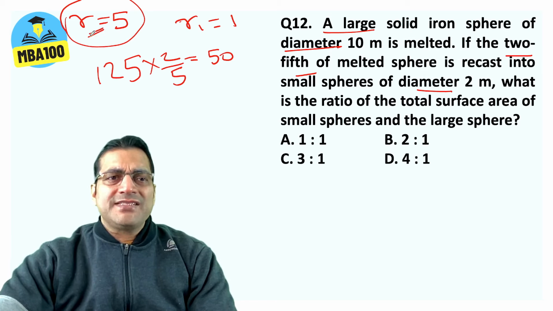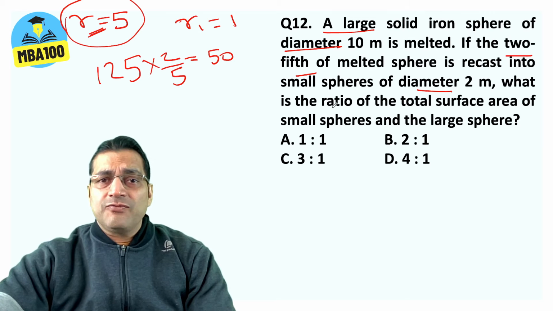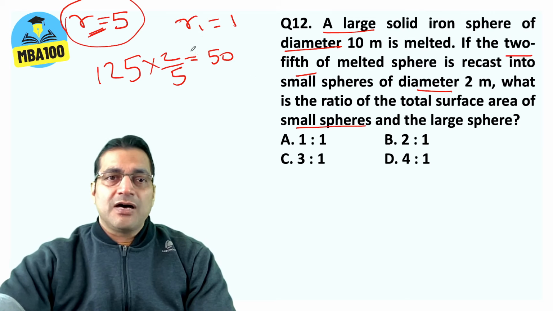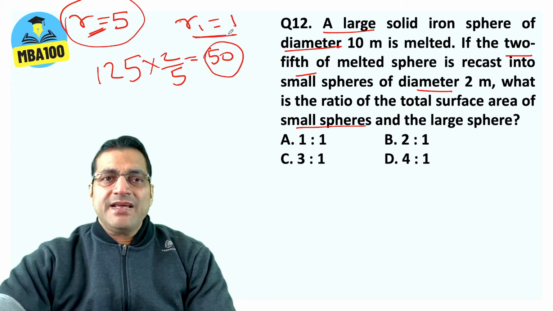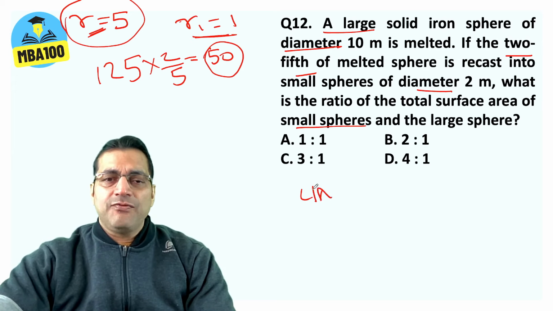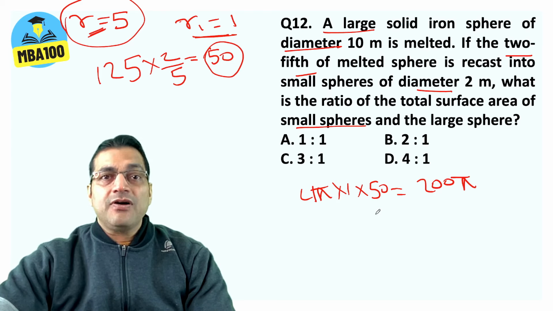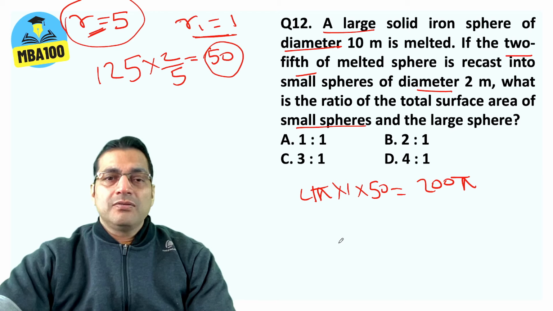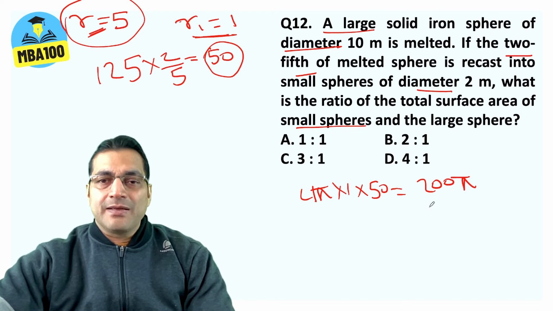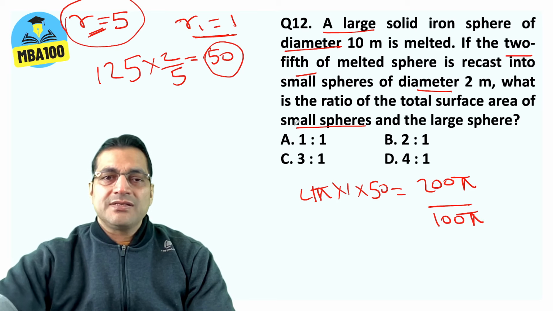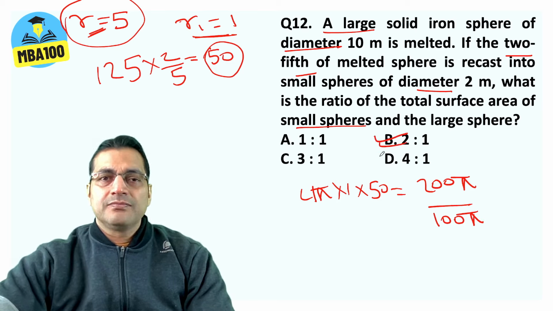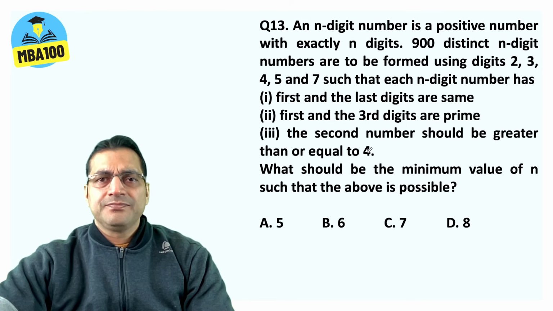So what's the total surface area of this? Let me check first. What's the ratio of the total surface area of the small spheres? How many are there? 50. Surface area of one small sphere is 4 pi into 1, and there are 50, so that is 200 pi. And that of the bigger sphere, 4 pi into 25, would be 100 pi, right? So your answer is 2:1. Answer B. Any doubt? This is a simple question. I'm sure you won't have any doubts here.